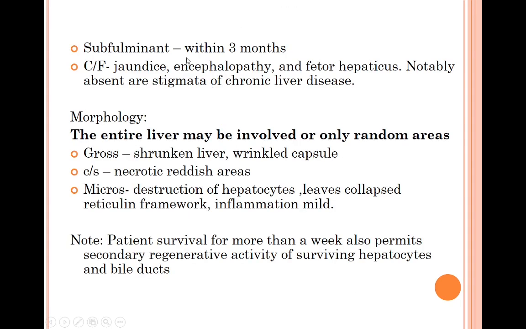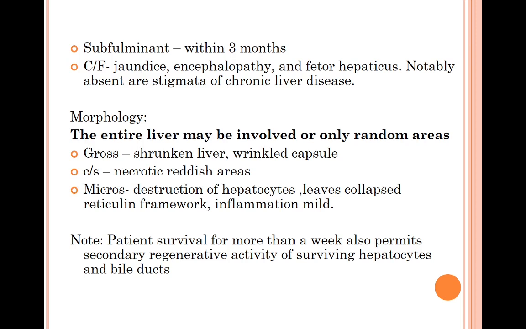Clinically you will have all the signs of liver failure. Morphologically, the entire liver will be involved, or only random areas may be seen. The liver is shrunken, and this is one important thing: because the hepatocytes are necrotic and shrivel up, the capsule over the liver becomes wrinkled. This is a feature of an acute process. There is destruction of hepatocytes, the reticulin framework collapses, and inflammation is mild. Patient survival for more than a week permits regenerative activity.